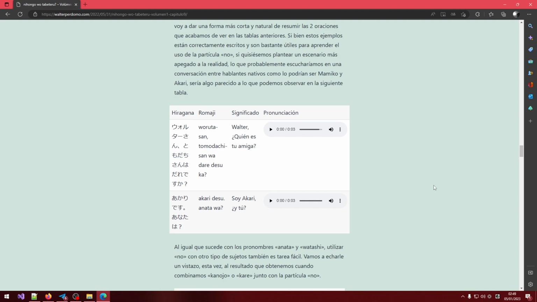As an addition, here is a more natural translation for the above conversation. ウォルターさん、友達さんは誰ですか？ Who is your friend, Walter? So Akari, maybe she would answer this question by herself. あかりです。あなたは？ I'm Akari. What about you? Anata wa is what about you?